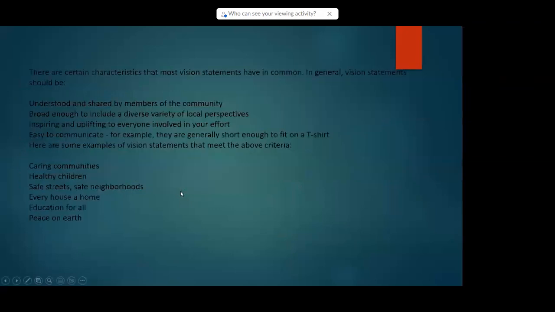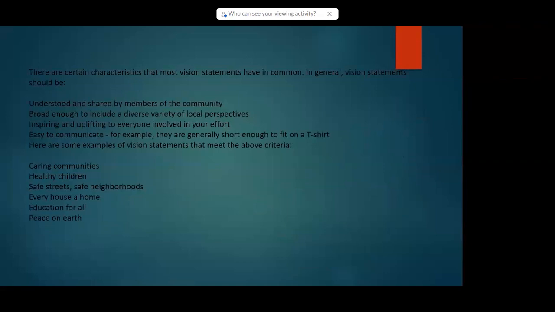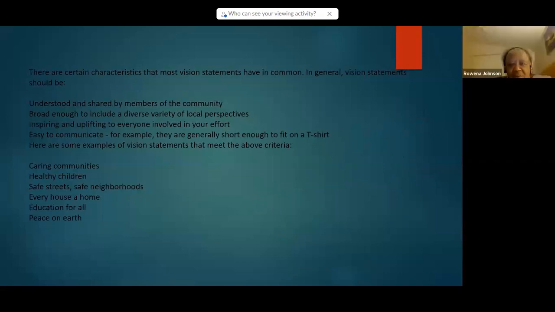Okay, now let's go to some examples. Do me a favor and read the materials that you have in front of you. There are certain characteristics that most vision statements have in common. In general, vision statements should be understood and shared by members of the community, broad enough to include a diverse variety of local perspectives, inspiring and uplifting to everyone involved in your effort, and easy to communicate. For example, they are generally short enough to fit on a t-shirt. Here are some examples of vision statements that meet the above criteria.